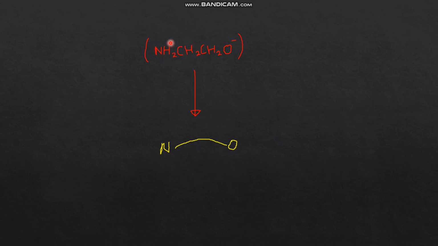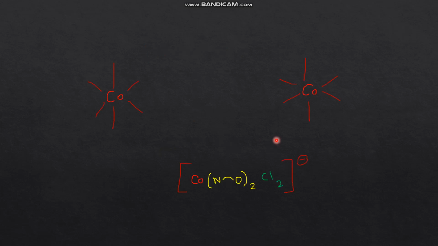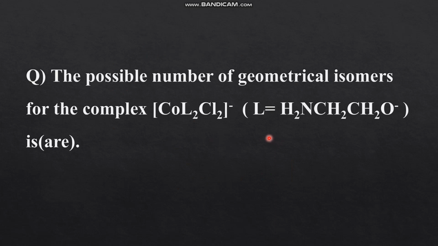I have written nitrogen here and oxygen here, because these two are the donating sites for this ligand. And I have drawn a pipe-like connecting string which connects these two, so this is the ligand given to us. Now, what are geometrical isomers basically? You have to find how many structures are possible in which the orientation and the spatial arrangement of the complex are different, that is, the positions of the ligands are different.